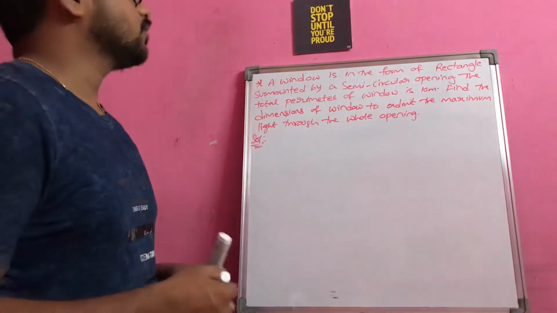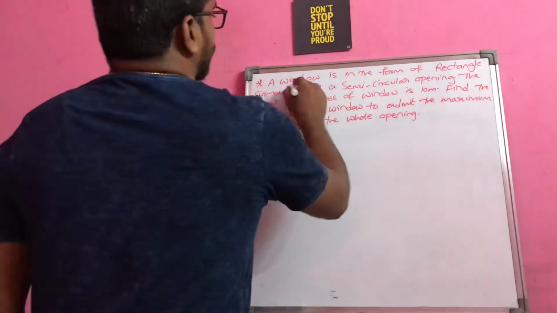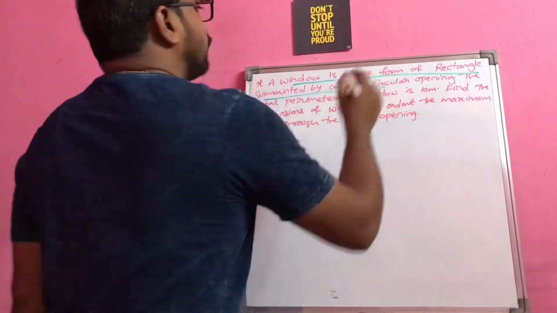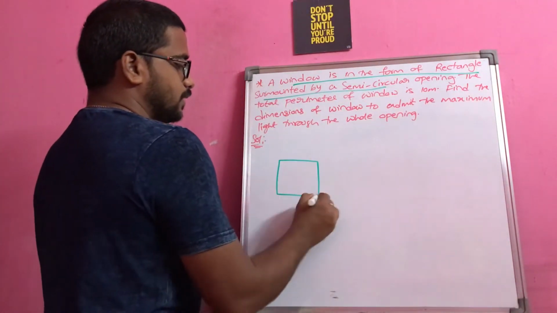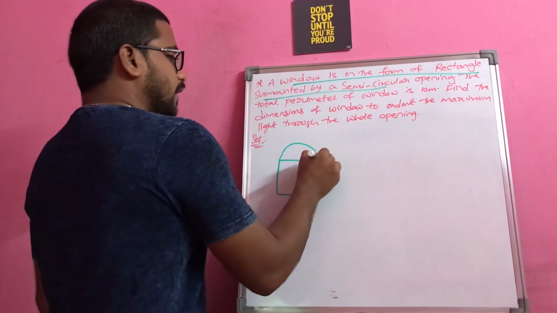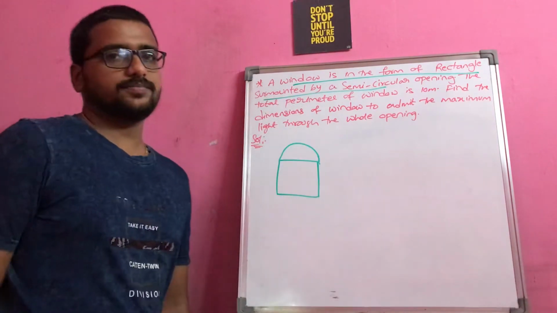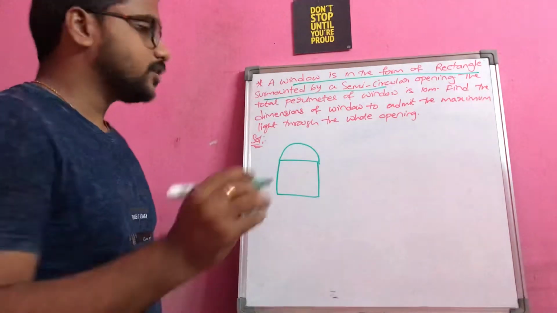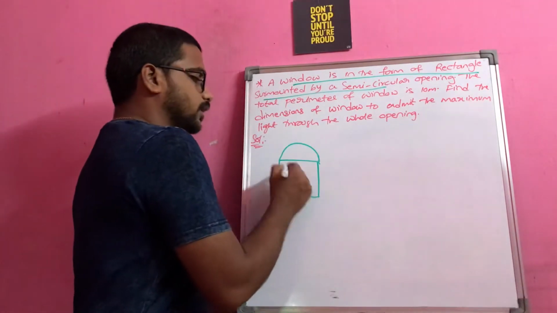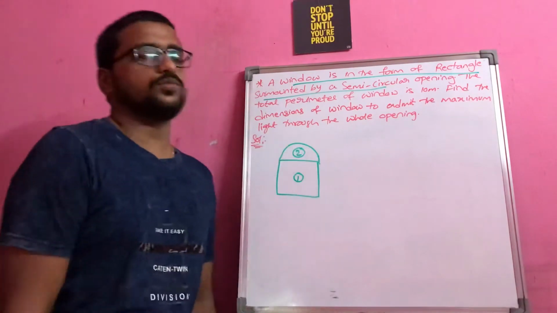So let us see this question. A window is in the form of a rectangle surmounted by a semicircle. So that means you have a rectangle as a base, surmounted by a semicircle opening like this. Okay. The perimeter of the window is 10 meters. Here I want to tell you one small thing. This is 1 and this is 2.